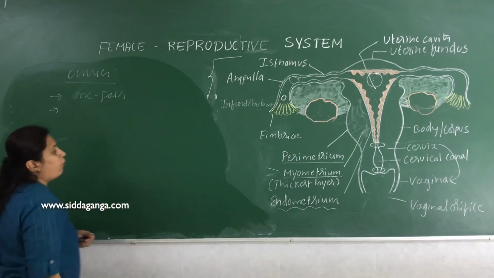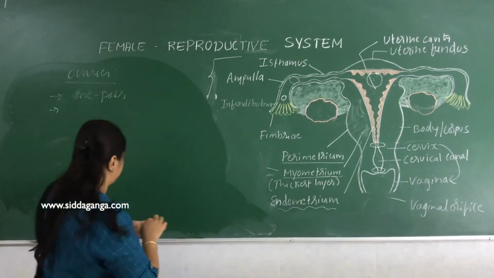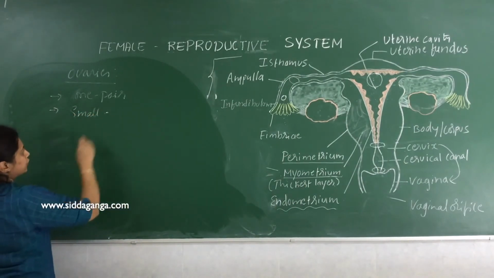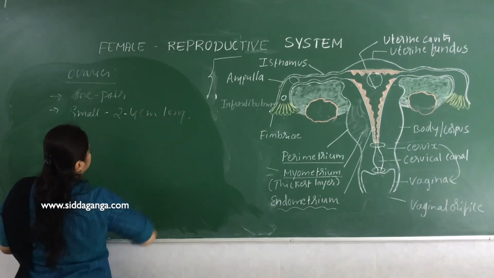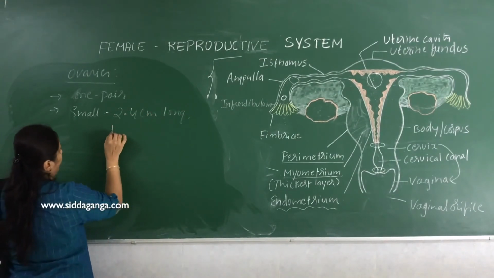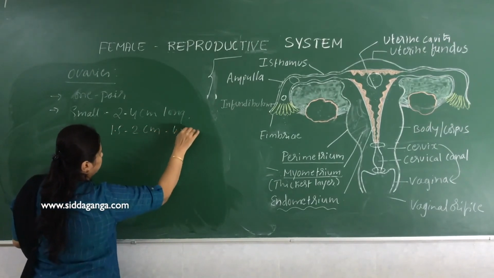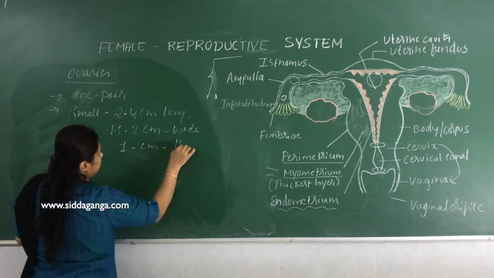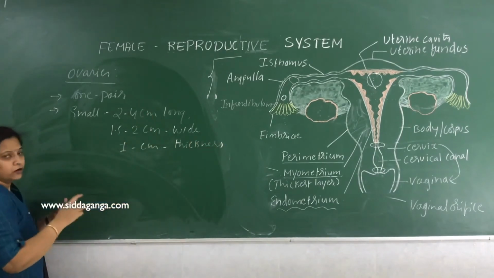And what about the size of the ovaries? They are smaller in size and measure about 2 to 4 centimeter long, 1.5 to 2 centimeter wide in breadth, and 1 centimeter in thickness. So this is the size of the ovary.